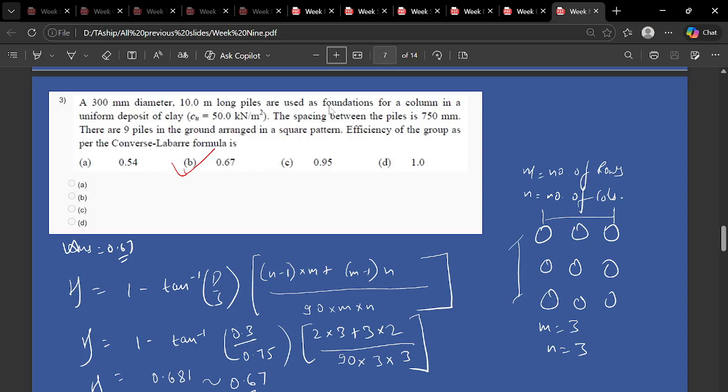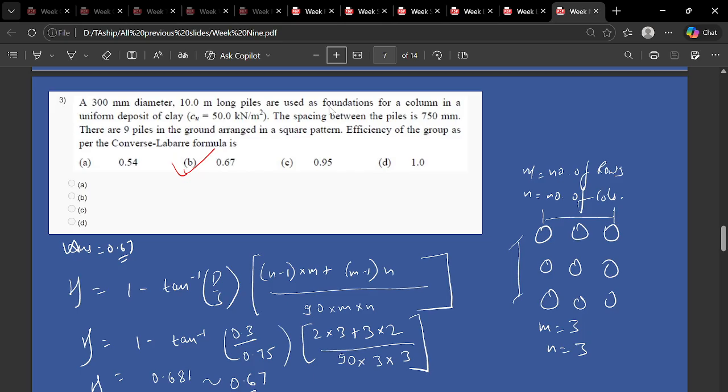When you are having a 300 diameter pile and 10-meter long pile, which are used as a foundation for a column in a uniform deposit of clay, with cu equals 50 kPa. The spacing between the piles is given as 750 and there are 9 piles in the ground. So how do you calculate the capacity of the piles? You can utilize the efficiency of the pile group.